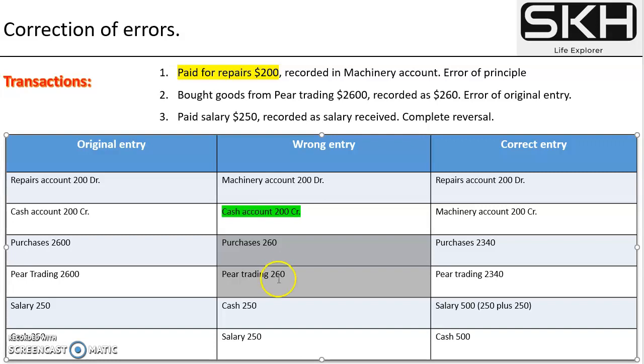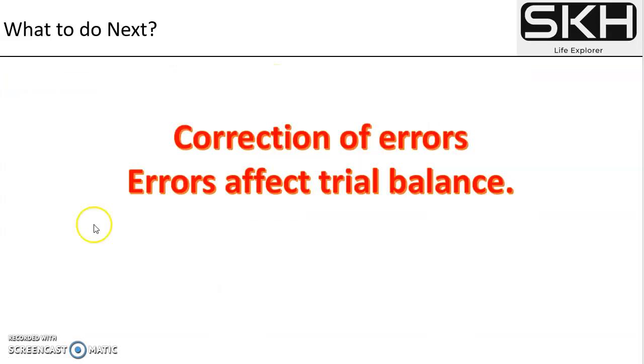For example, if I had recorded in the purchases account 260, but in the Peer Trading account I had recorded correctly 2600, in this case this entry will affect the trial balance, but that is our next topic. So you can watch this video again if you feel you didn't understand any specific thing. Next we will be learning about the errors that affect the trial balance, inshallah.